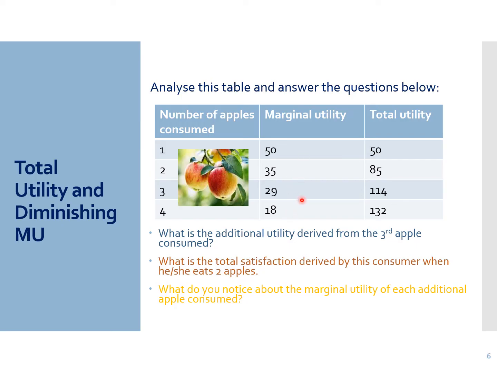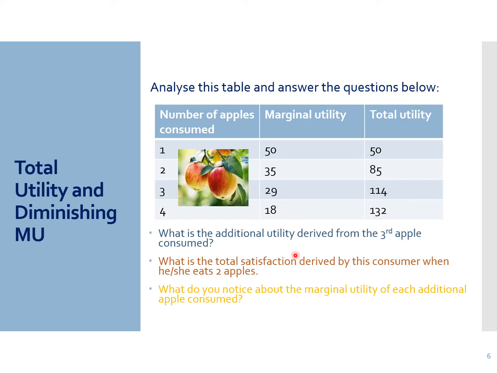Marginal utility can be used to work out your total utility. Remember, your total utility is the sum of marginal utilities. So the total utility of number 1 will usually be the same as the marginal utility. Let's go in and answer the questions and see if we can see the patterns that arise here. So what is the additional utility derived from the third apple consumed? Well, let's go to the third apple. Additional is marginal, so there we can see 29 utils.